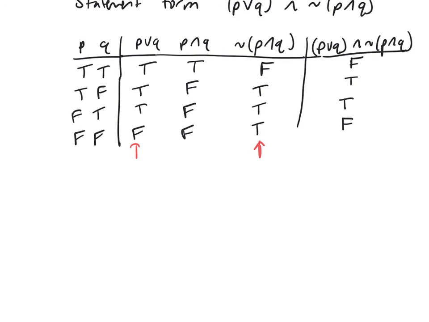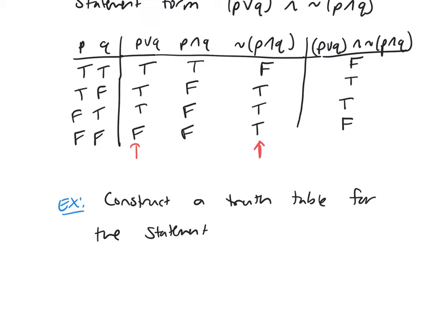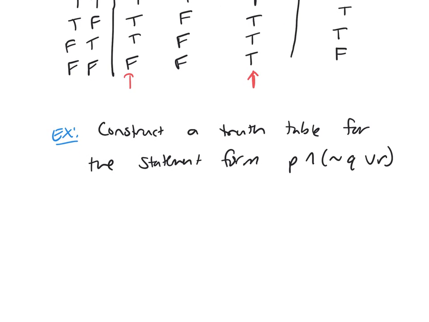Let's do one more where we're constructing a truth table. So let's construct a truth table for the statement form P and not Q or R. So here, if I look for my statement variables, how many do I have? I have 3. I have P, Q, and I also have R here. So you're going to have 3 variables, which means we have 8 rows in our truth table.